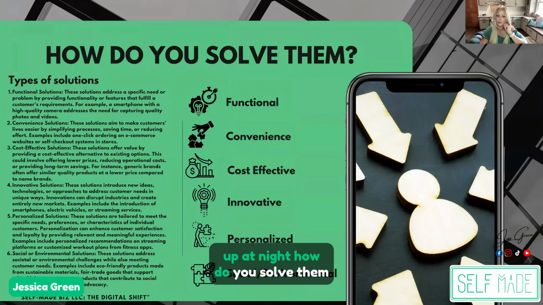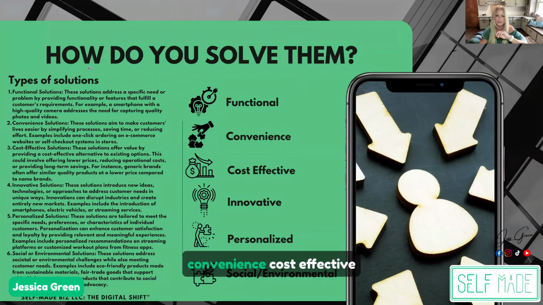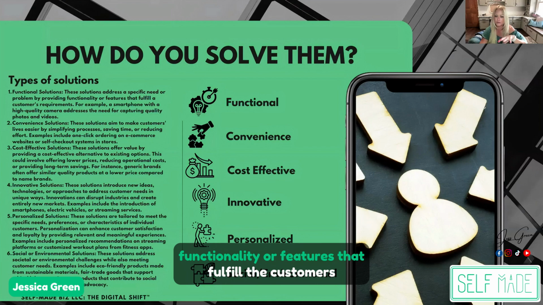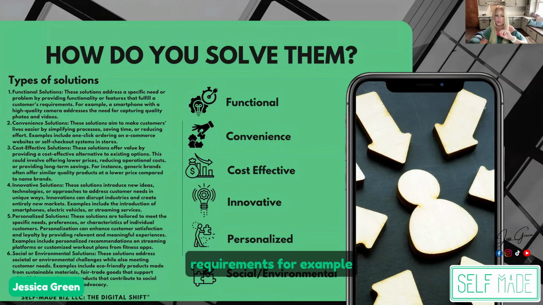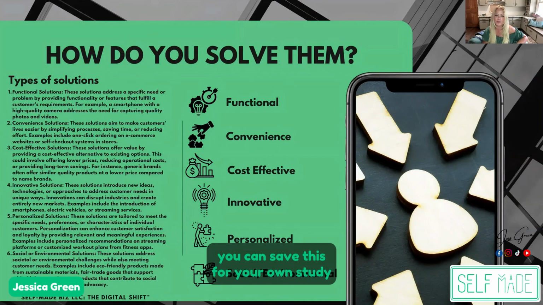All right, how do you solve them? There are these different types of solutions: functional, convenience, cost-effective, innovative, personalized, and social/environmental. Functional solutions address a specific need or problem by providing functionality or features that fulfill the customer's requirements. For example, a smartphone with a high quality camera addresses the need for capturing quality photos or videos. Now, I'm not going to go through each of these other ones. You can screenshot this screen. You can save this for your own study.